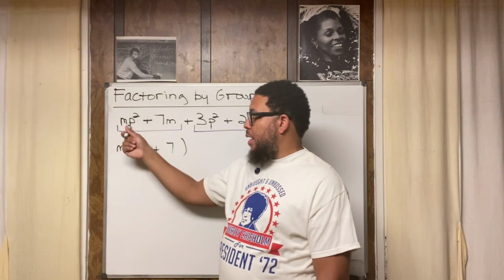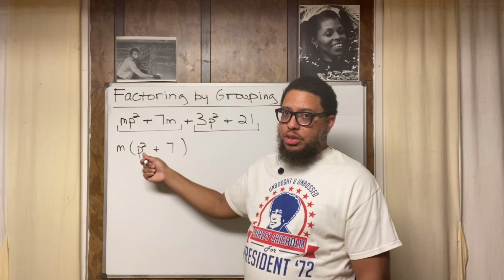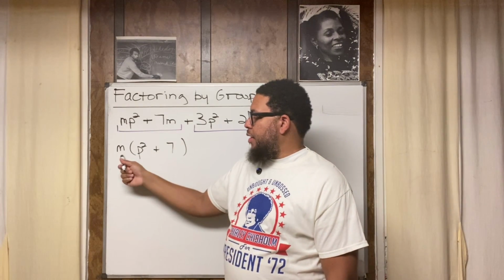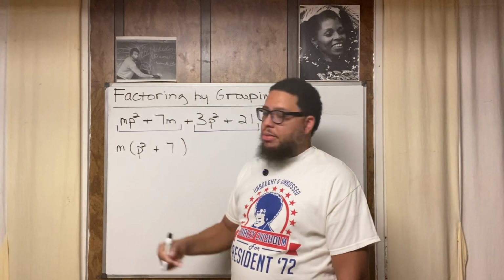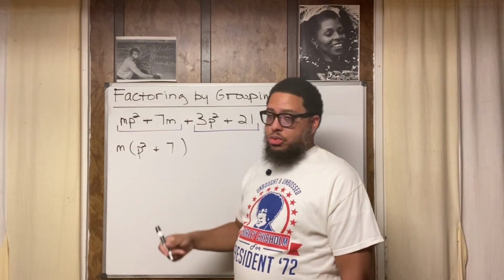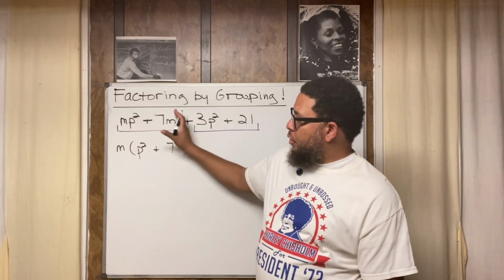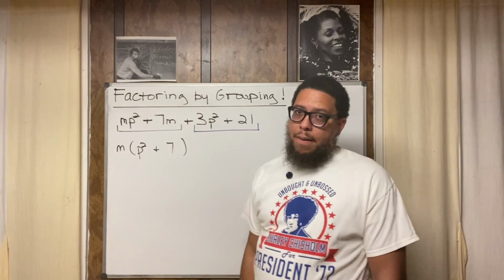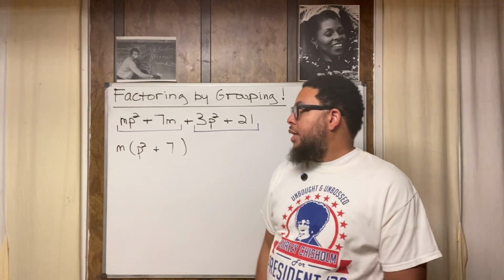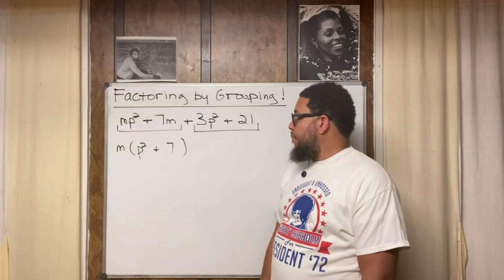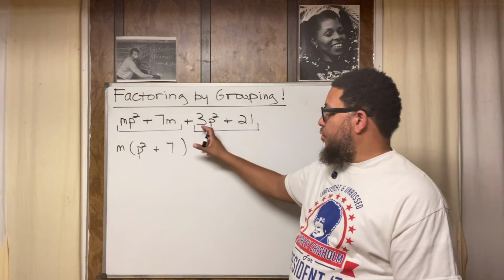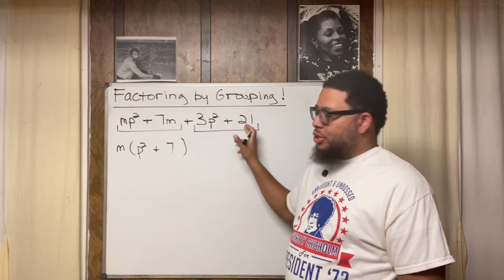And then I'm going to have 1 times P squared, which equals P squared. Then I'm going to have 7M divided by M. M divided by M equals 1. Then I'm going to have 7 times 1, which is just 7. So this part is done. This group is done. All right, now we go into the next group. For the next group, what's the GCF? Look at your coefficients, a 3 and a 21. Well, we can think of 21 as a constant.